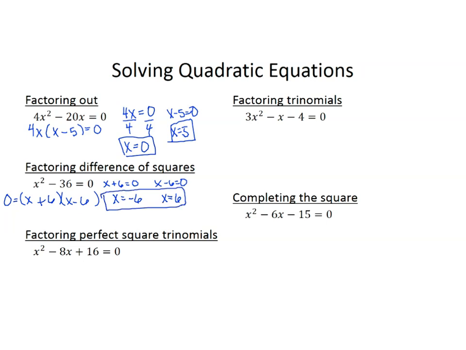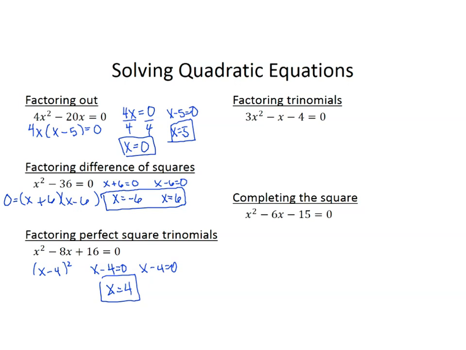Let's look at factoring perfect square trinomials. This perfect square trinomial would factor to x minus 4 squared, which means we'd have x minus 4 equals 0 and x minus 4 equals 0. Now, there's not really any point in solving the same thing twice, but it does mean that we're going to have only one solution for our trinomial, where normally we have two.